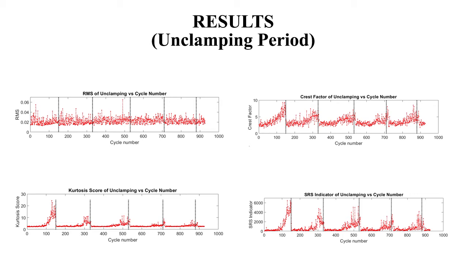It can be observed in these three plots that at the start of the cycle, the data distribution is relatively low and stable. In both the kurtosis and SRS indicator, the data distribution remains low and stable for a period of time before eventually experiencing an exponential growth.